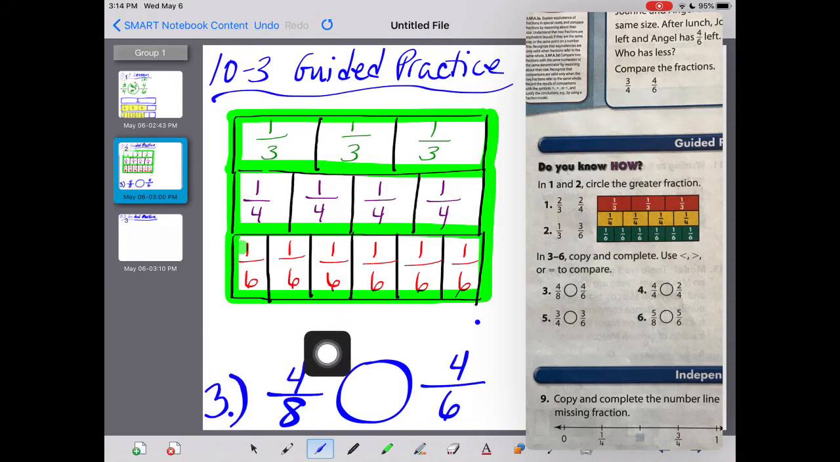All right. Now, once again, we could definitely draw eighths right here and look at the model. But I'm hoping what you thought of is this.